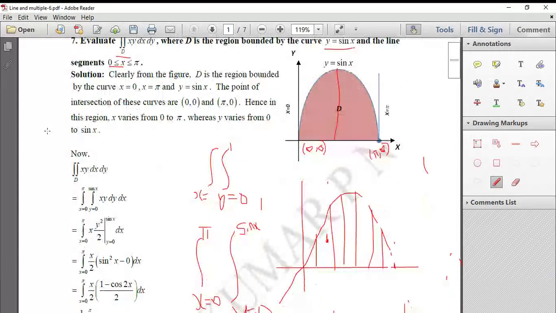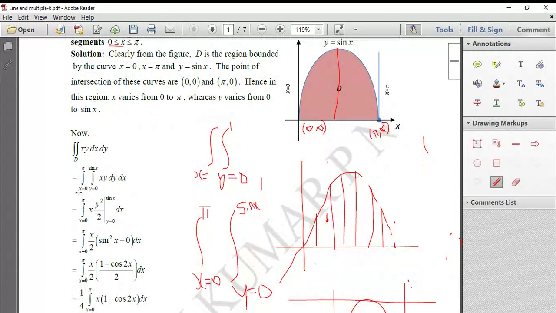So the double integral of xy dx dy over D is equal to x varies from 0 to pi, y varies from 0 to sin x, xy dy dx. Because y contains x, so first we have to integrate with respect to y. Then we have to integrate with respect to x.